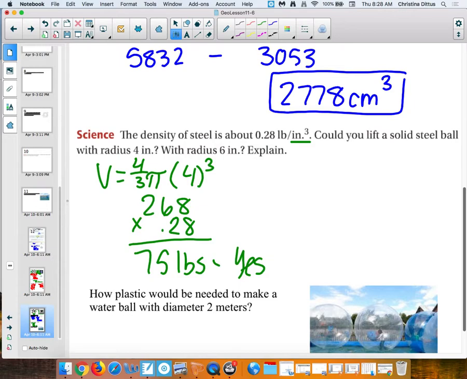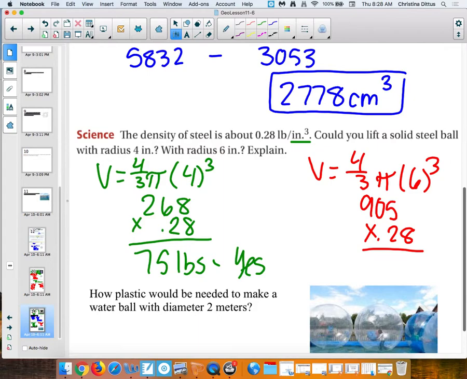Other one with 6 inches. You still think we're gonna lift it? Yes. I mean, of course you guys are gonna say yes, but that's fine. 4/3 pi 6 cubed. New radius of 6. Whole number for my volume. 905. I got 904. We rounded up. I used 905. 905. Okay. Times 0.28 again. How many pounds? 253. 253 pounds.